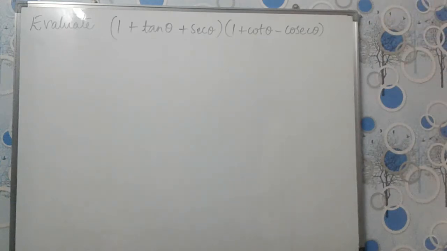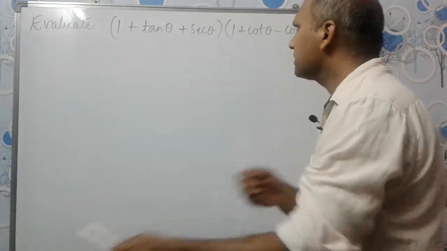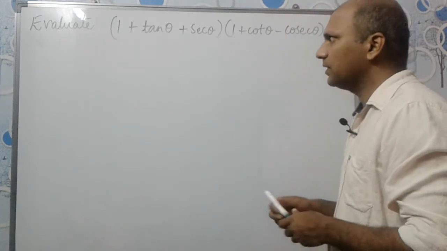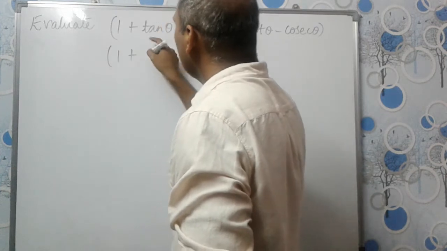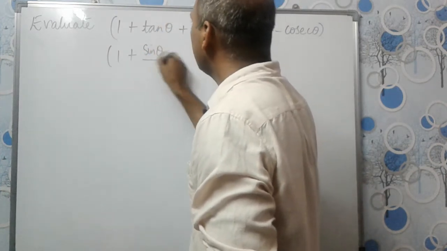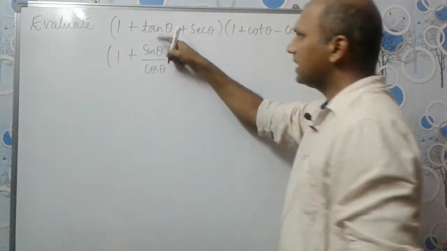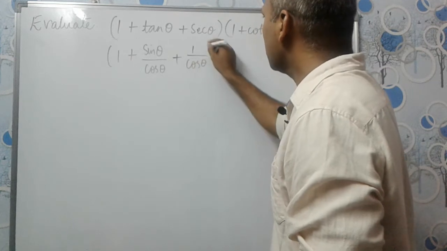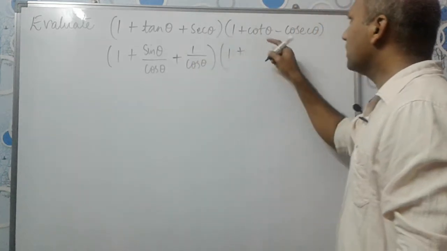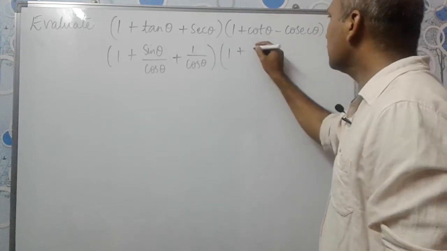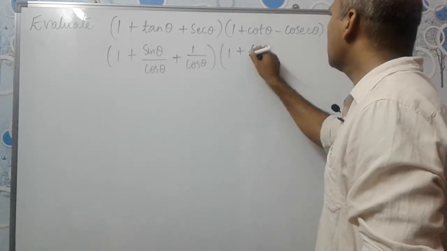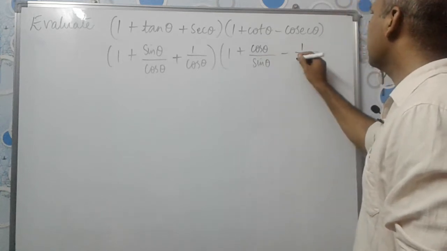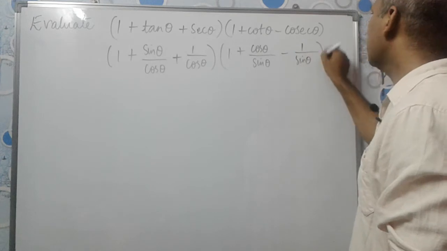Okay, just follow along. This is 1 plus tan plus secant multiplied by 1 plus cot minus cosecant. Can we write tan as sin theta by cos theta, because tan is sin by cos, plus secant we can write as 1 by cos theta. And here 1 plus cot theta. What is cot? We can write cot as cos divided by sin, minus cosecant we can write as 1 by sin theta.